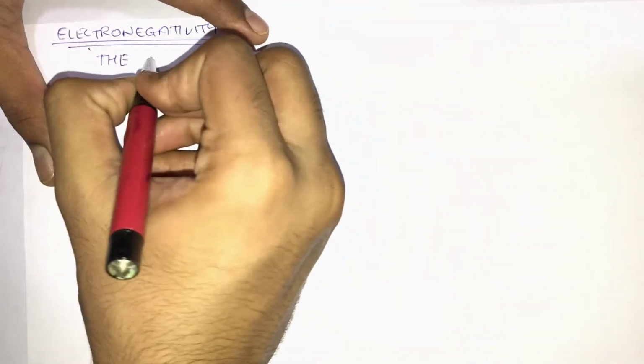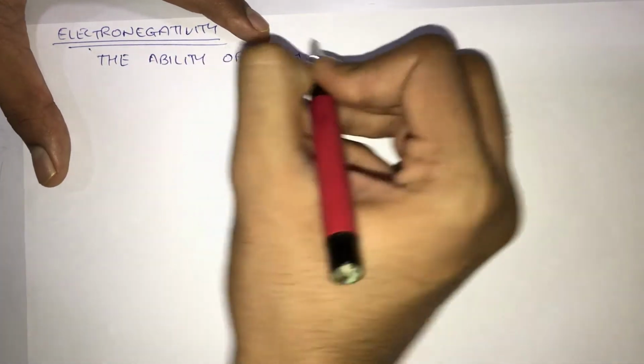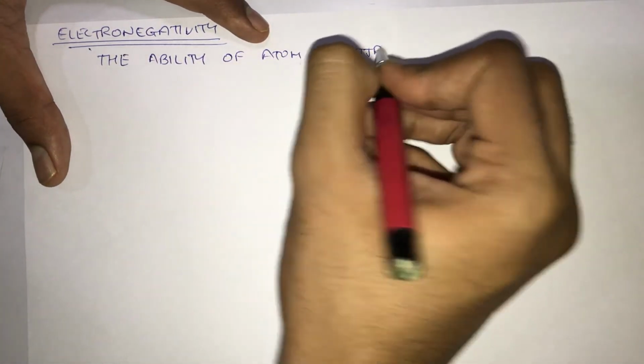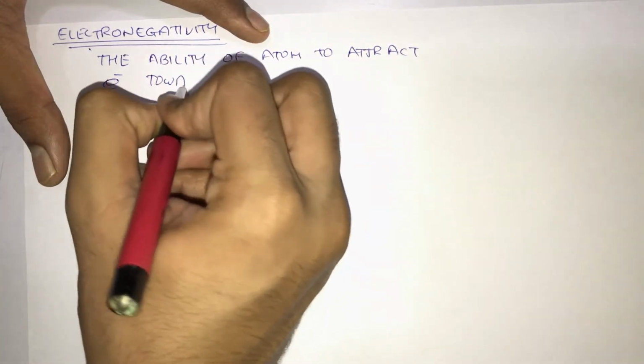So guys, let's start with the next property, that is electronegativity. We will understand how electronegativity changes as we move across the period, and how it changes as we move along the group. But before understanding the trends, it is necessary for us to first know what electronegativity is. If I tell you in simple words, electronegativity is nothing but the ability of an atom to attract electrons towards itself.